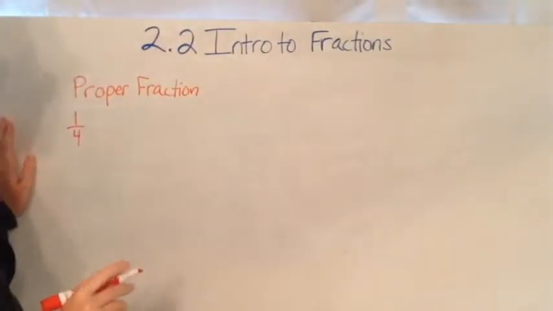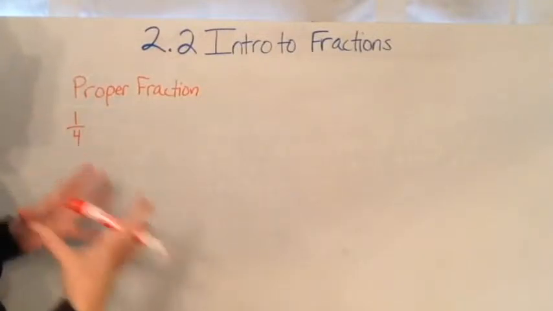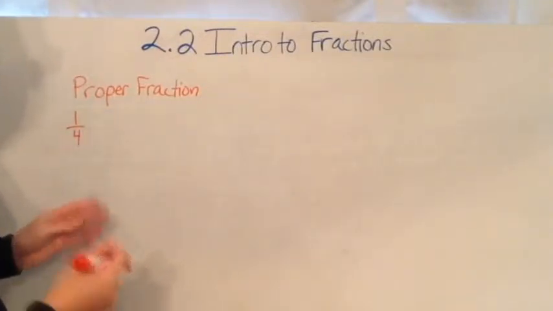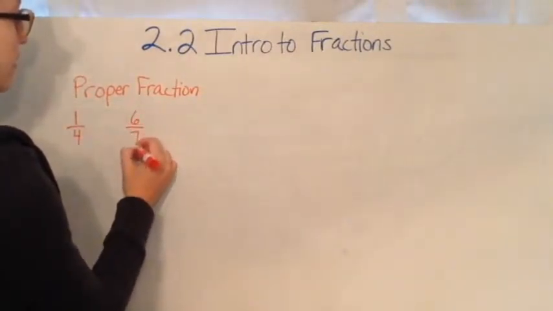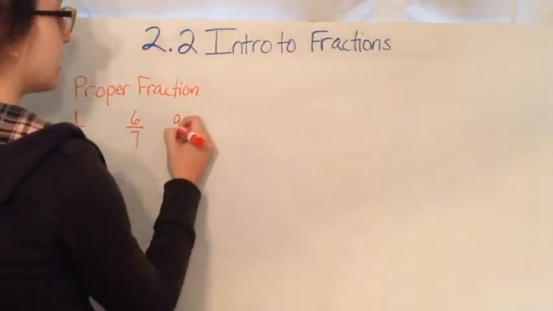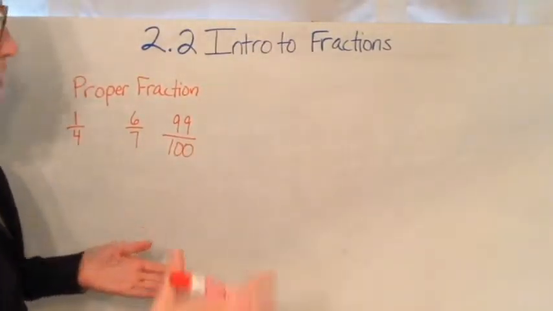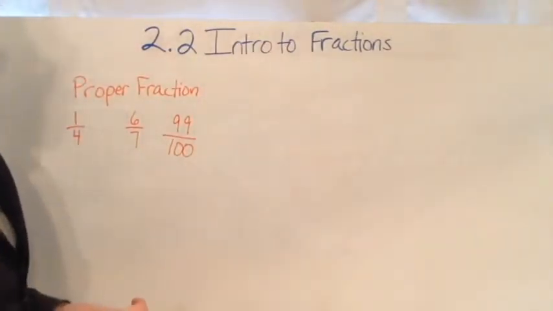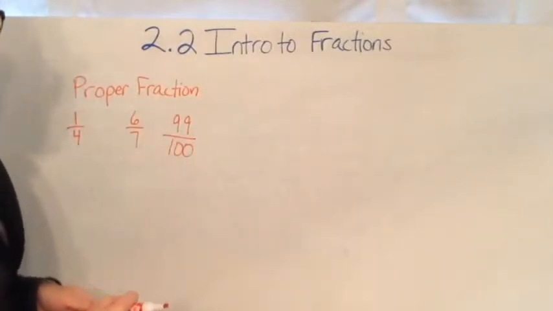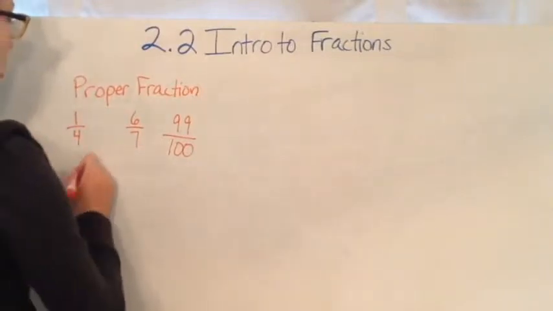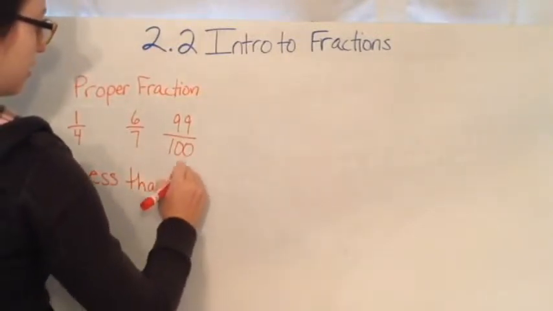And the reason we call it proper is because the numerator is smaller than the denominator. We're not taking all of the pieces of something. We're only taking a part. And so 1/4, we could have 6/7. We could have something like 99/100. If there's a giant cake and it's cut into 100 pieces and you eat 99 of them, you're not eating the whole thing. You're not eating all of the pieces, so it's still a proper fraction. And proper fractions are always less than 1. Okay?